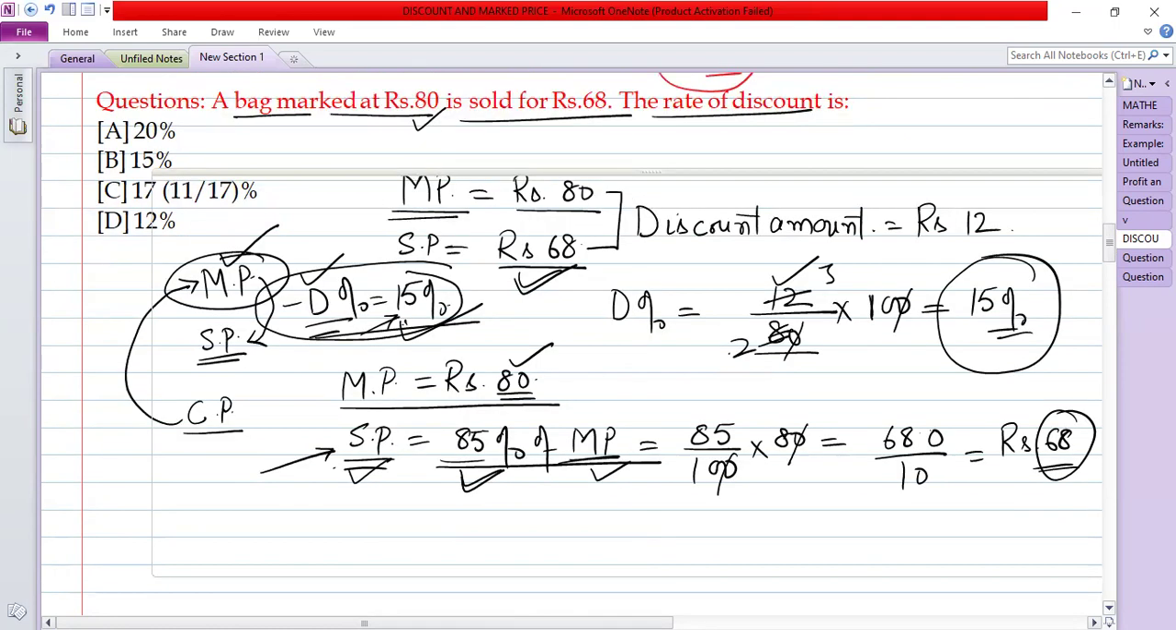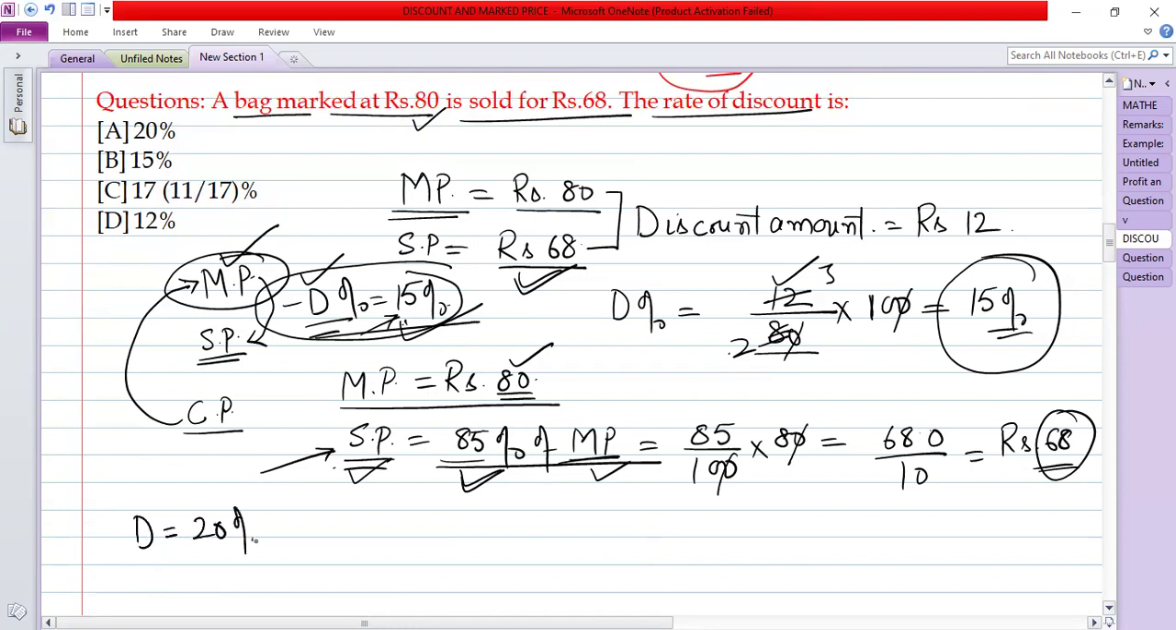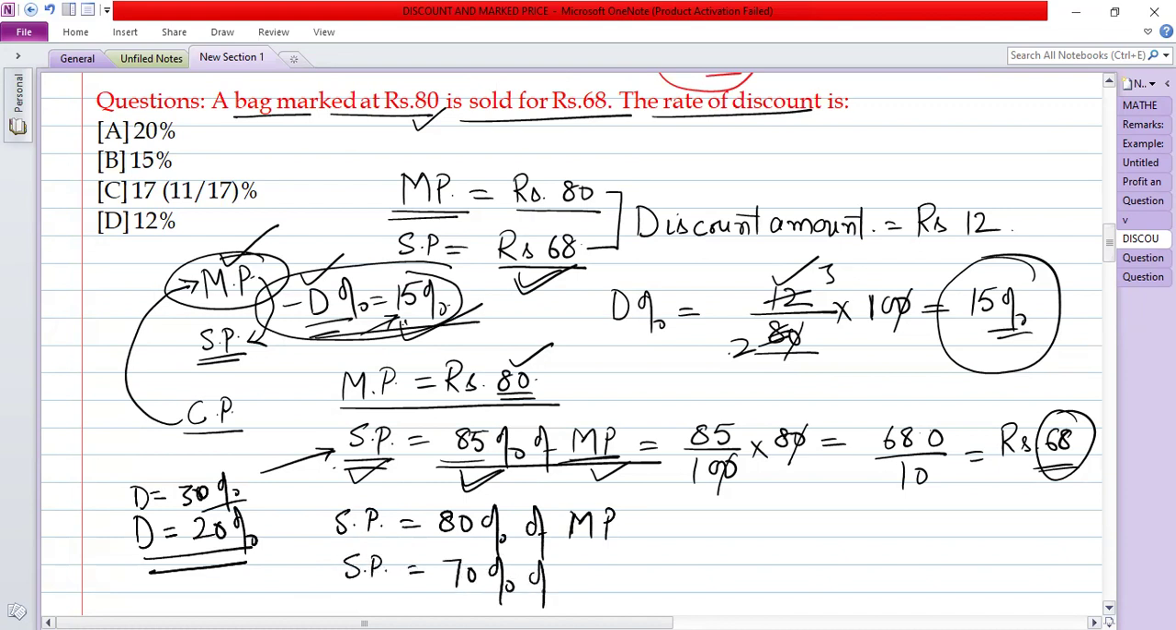And suppose in some case the discount percent is given to be 20%. What will be the selling price? Selling price will be nothing but 80% of marked price. And if discount is given to be 30%, then selling price will be nothing but 70% of marked price.